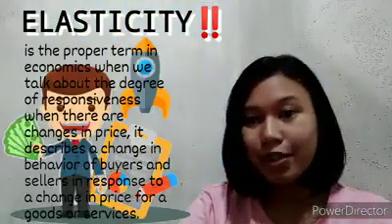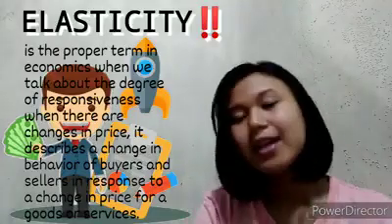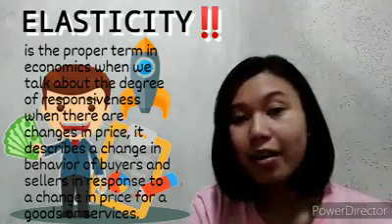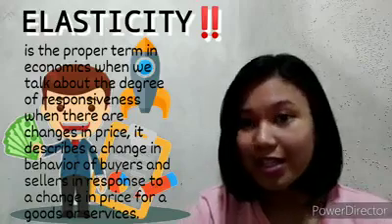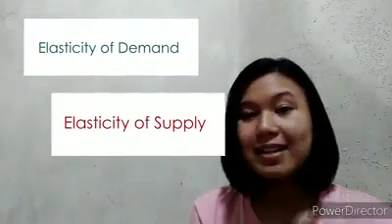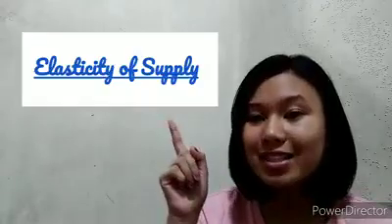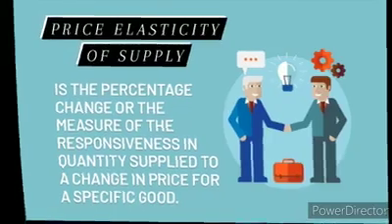Elasticity is the proper term in economics when we talk about the degree of responsiveness when there are changes in price. It describes a change in buyers' and sellers' behavior in response to a change for a specific good and services. There are two types of this, the elasticity of demand and the elasticity of supply. But in this video, we will only focus on elasticity of supply. Price elasticity of supply is the percentage change or the measure of the responsiveness in quantity supplied to a change in price for a specific good.